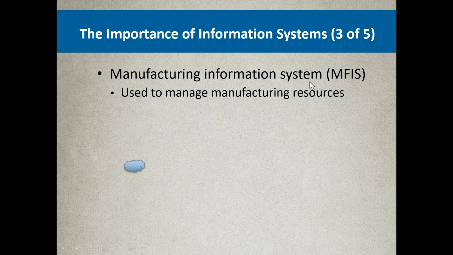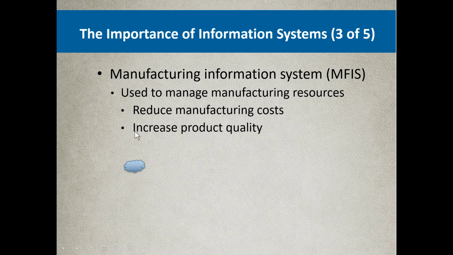Manufacturing information systems, MFIS. Okay, so used to manage manufacturing resources. Now, we're in BC, we don't have a lot of manufacturing, but in other parts of the world, there's lots of this. It's to reduce the manufacturing costs, increase the product quality, improve inventory decisions, etc.